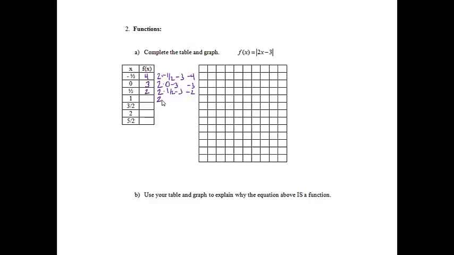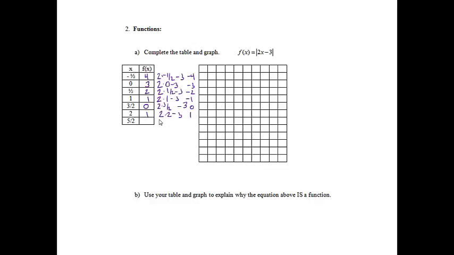If I plug 1 in, 2 times 1 minus 3, 2 times 1 is 2, minus 3 is -1, the -1 turns into a positive 1. 3 halves, 2 times 3 halves is 3, minus 3 is 0, so 0 just stays 0. Next one, 2 times 2 minus 3, 2 times 2 is 4, minus 3 is 1, so the 1 stays 1.